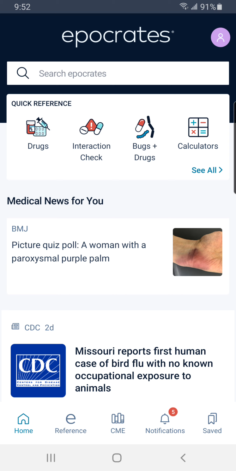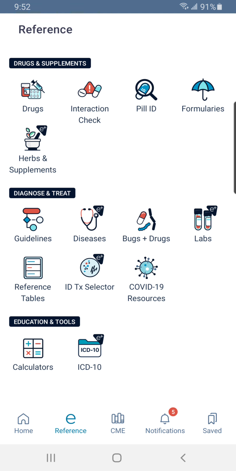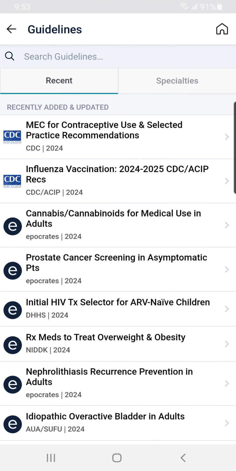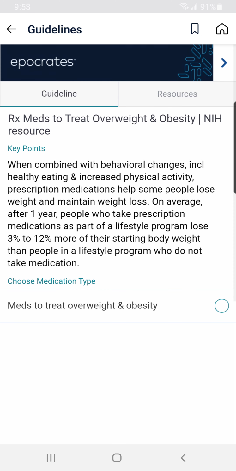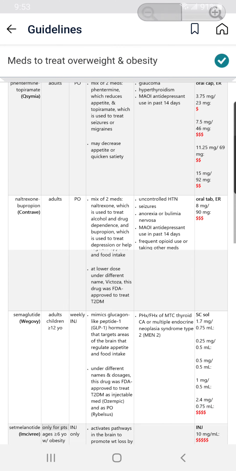So quick reference is drugs, interaction check. Those are the main things that I use, but if you want to see what's also available: formularies, and there's some things, if it has that little triangle, like the herbs and supplements, labs, diseases, ID, treatment selector, ICD-10, those are for a fee, but everything else you should be able to get for free.